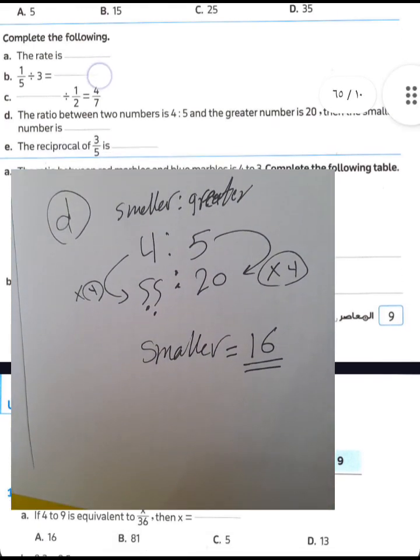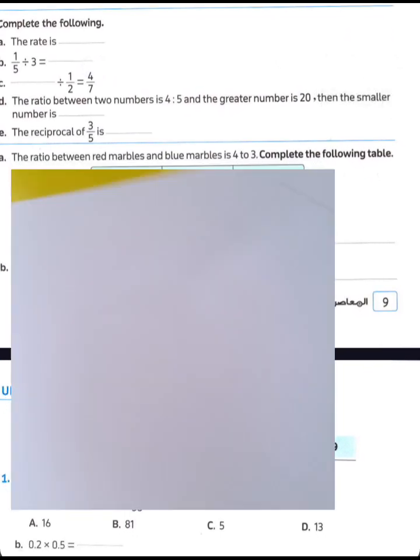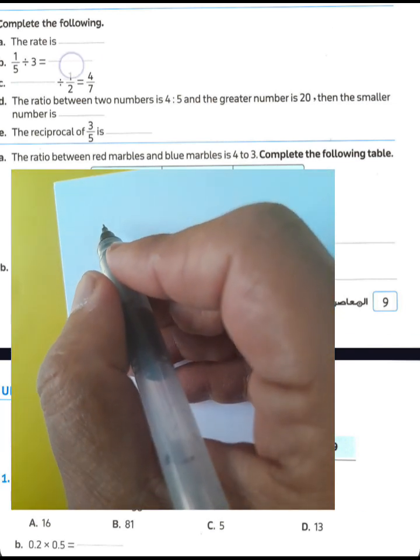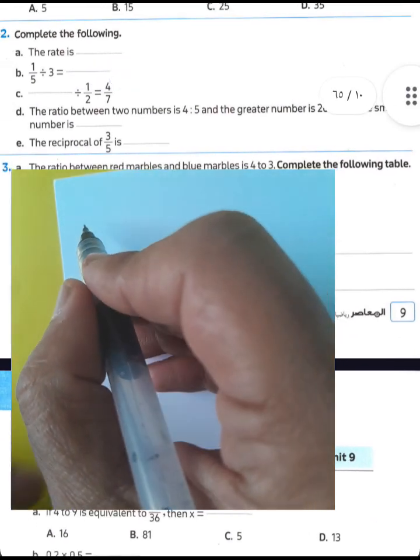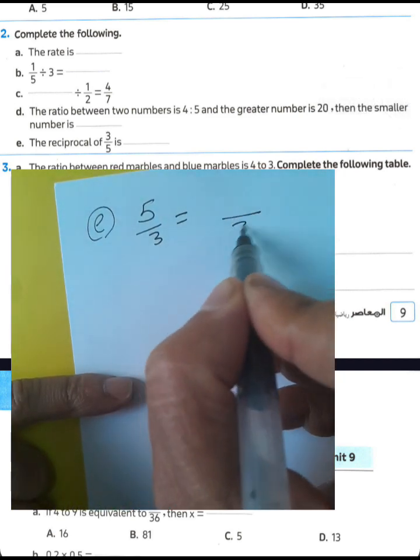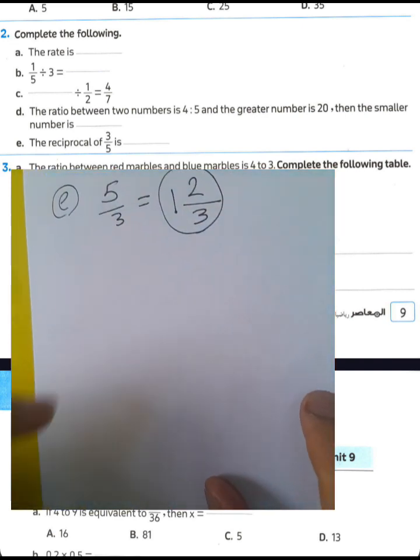Letter E, the reciprocal of 3 over 5 will be 5 over 3. Question letter E, reciprocal of 3 over 5 means the inverse of 3 over 5, it will be 5 over 3. You can write 3 in the numerator: 1 times 3 equals 3 and the remainder 2, then the result will be 1 and 2 over 3.